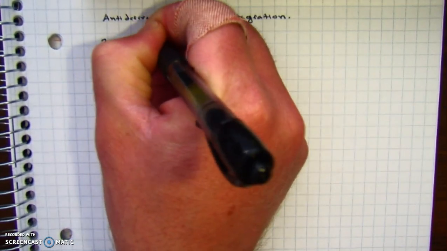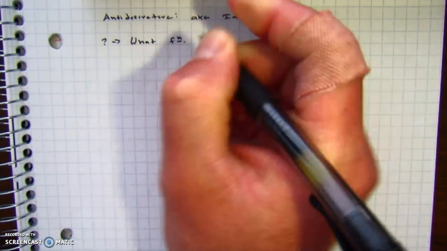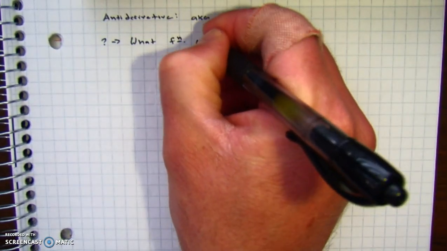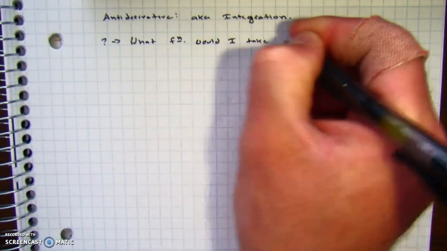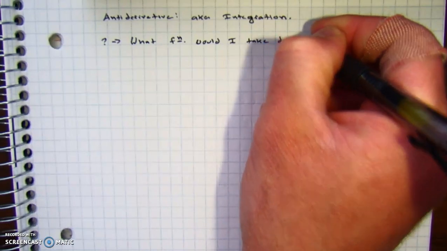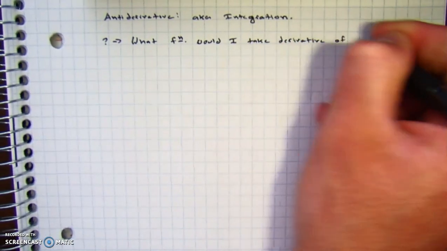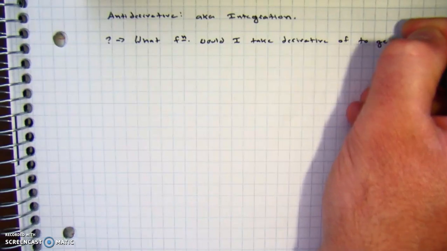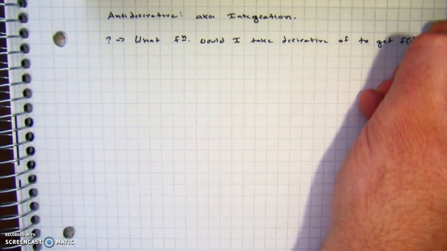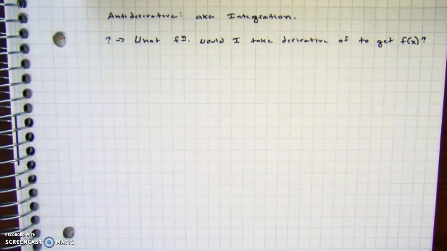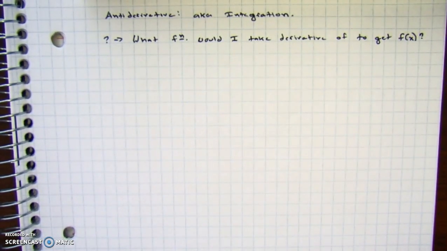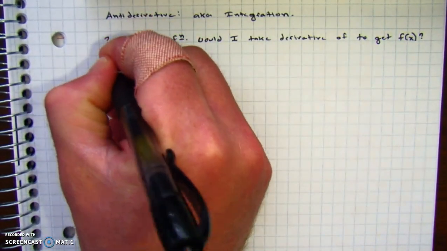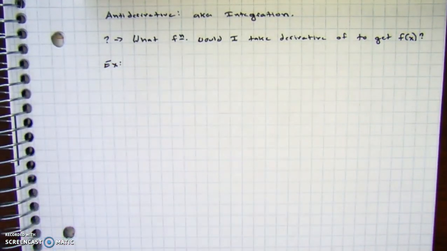So the question: what function would I take the derivative of to get f of x? So ultimately that's what we're doing when we integrate, is we're kind of taking the derivative, but we're just going backwards.